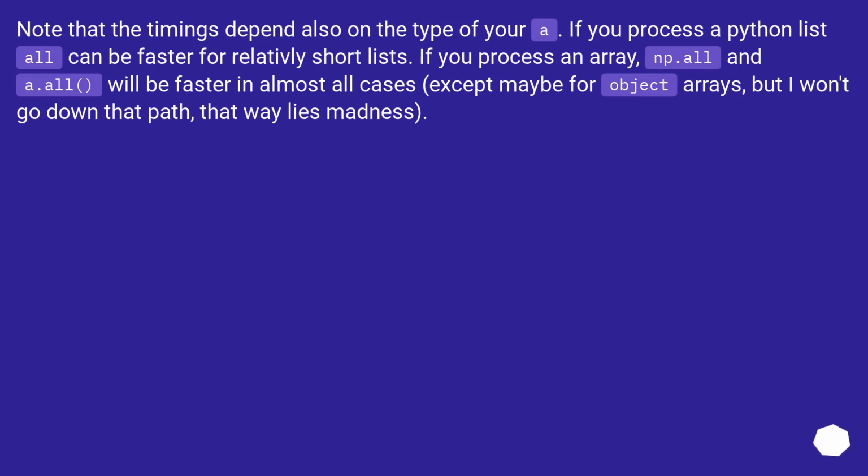Note that the timings depend also on the type of your a. If you process a Python list, all can be faster for relatively short lists. If you process an array, np.all and a.all will be faster in almost all cases, except maybe for object arrays, but I won't go down that path, that way lies madness.